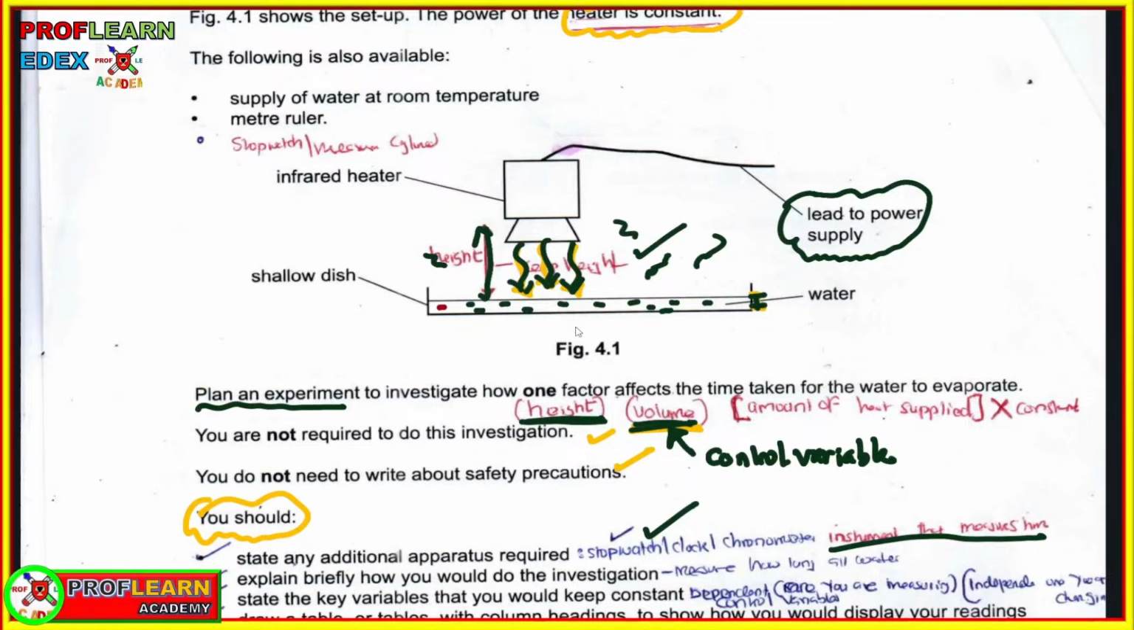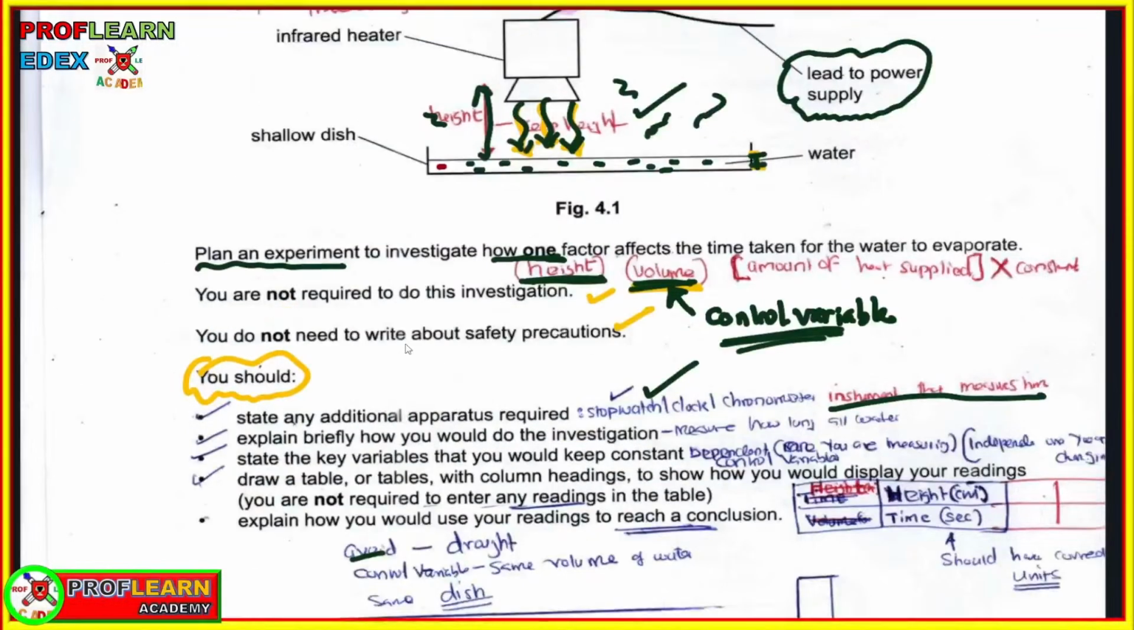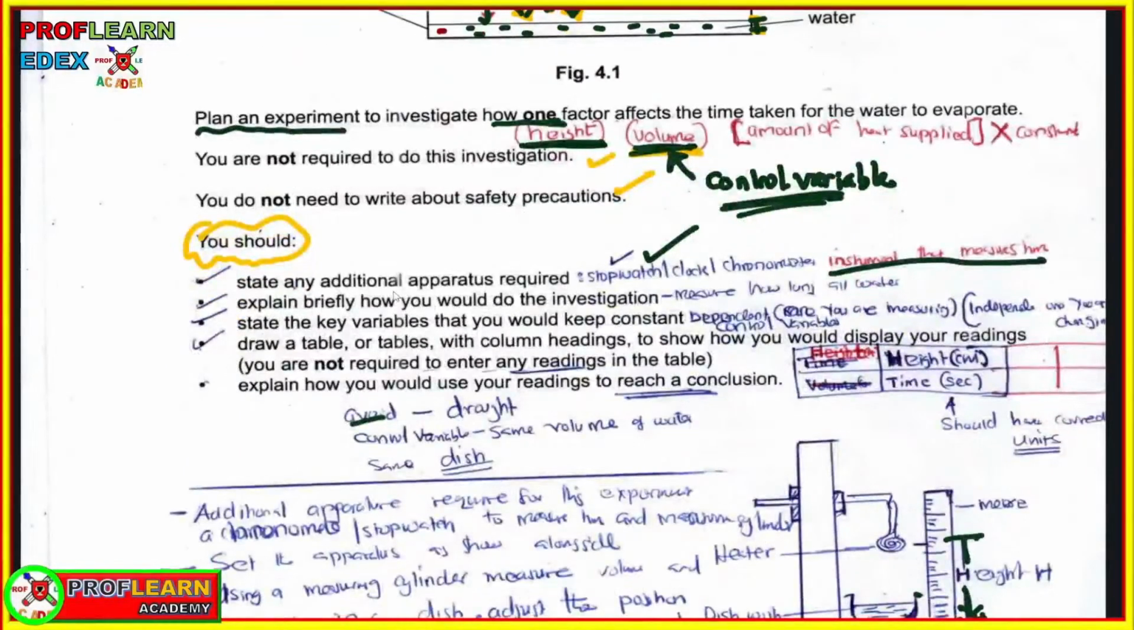But now, in this experiment, you are supposed to investigate how one factor. For instance, I've chosen height as the factor that we're going to consider, and the rest we are going to take as control variables. So you don't need to write the precautions for this investigation, or you are not required to perform this investigation, but you need to come up with a procedure you can use in order to explain this.